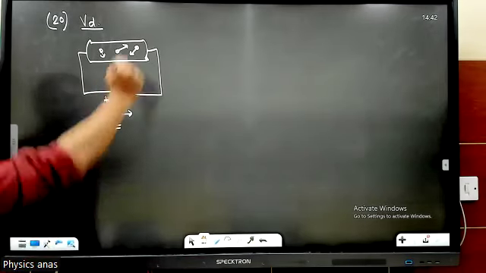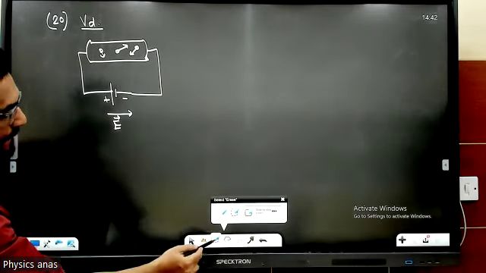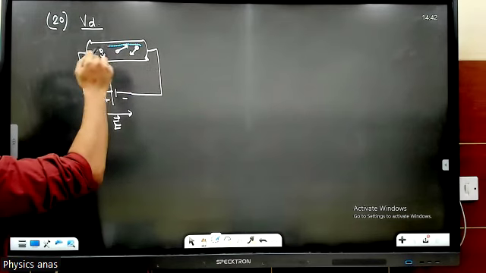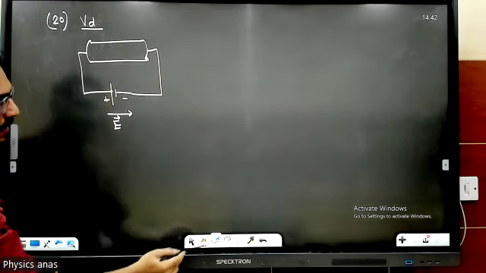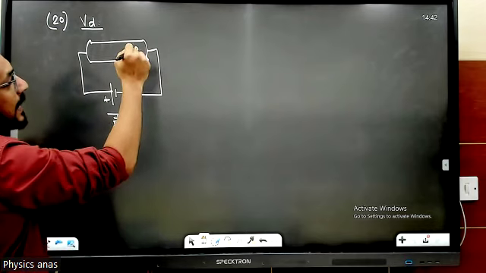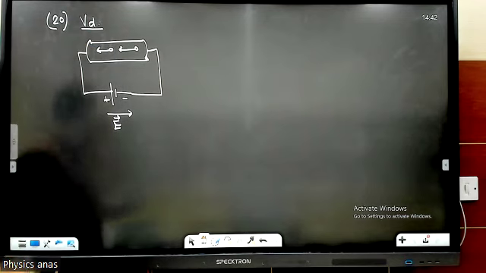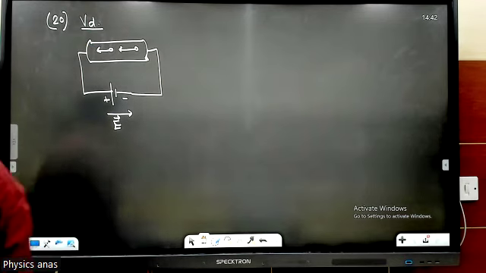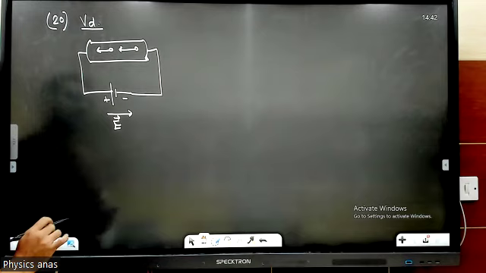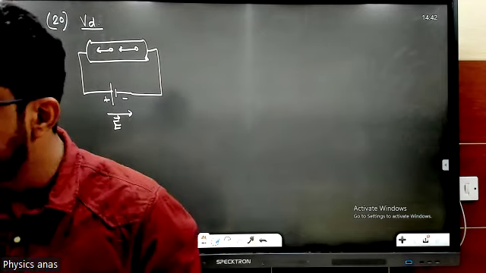Okay. If this is the direction of the electric field, what will happen to the electrons? Motion of the electrons inside the conductor. Inside the conductor, the electrons will move in the opposite direction of the electric field. Right? And at that time, the electrons will get a drift velocity.